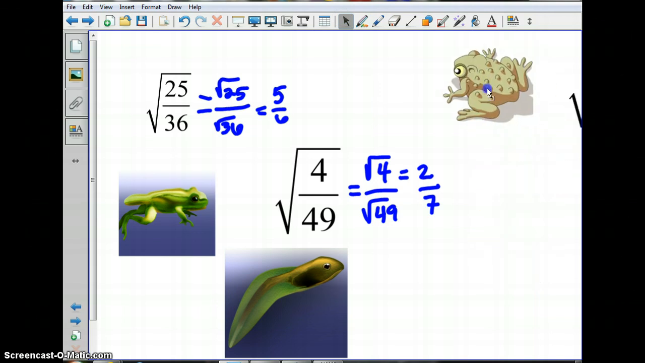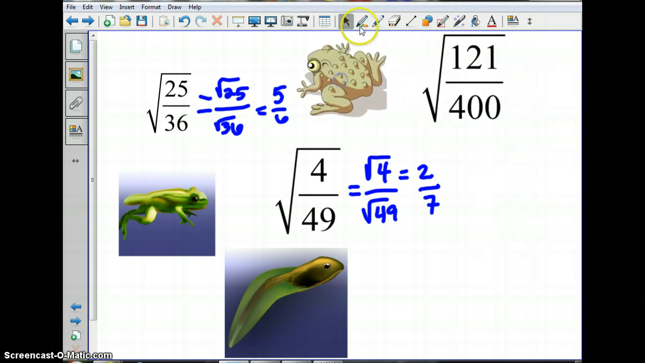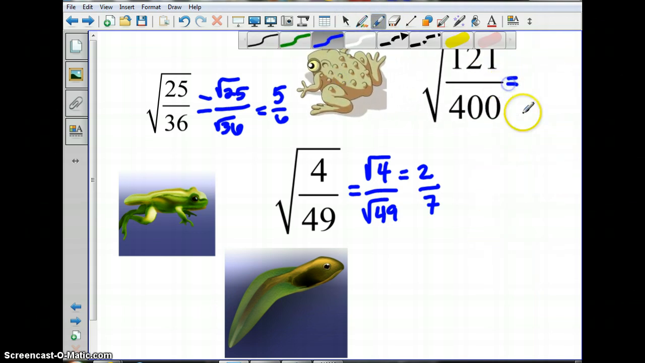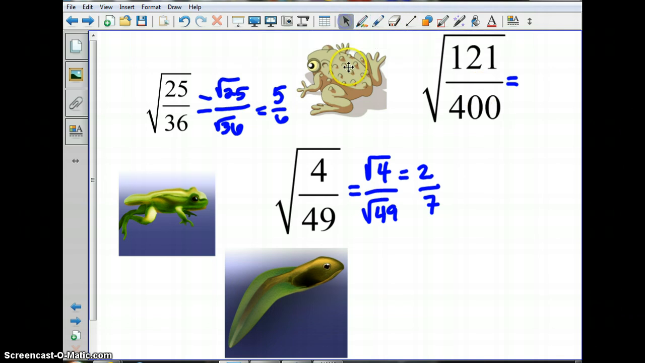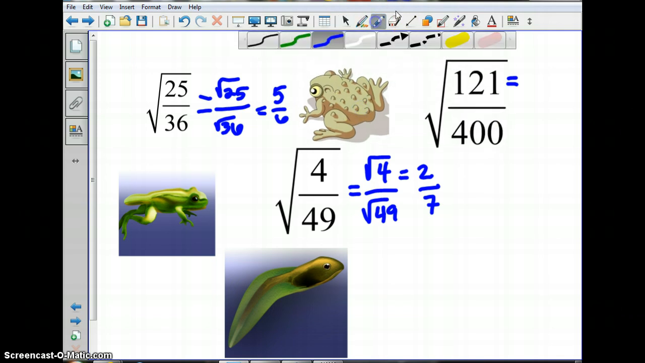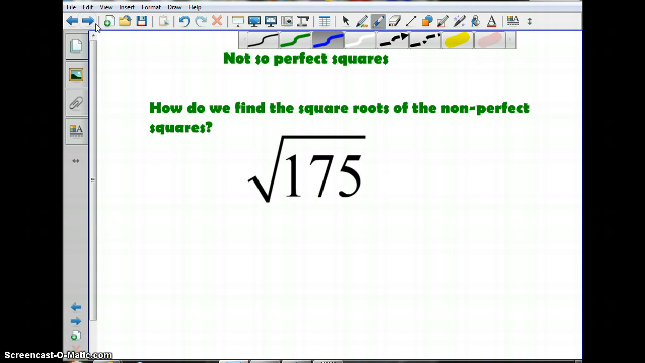Look at this ugly toad here. Does anybody know the square root of 121? It's 11. And 400? It's 20. Okay, so there's our perfect squares. Well, now what about the not so perfect squares? For example, 175. How do we find the square root of that?